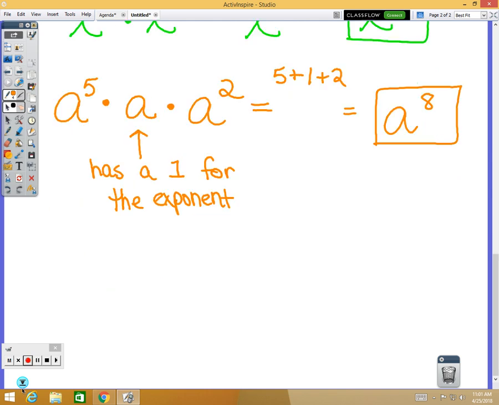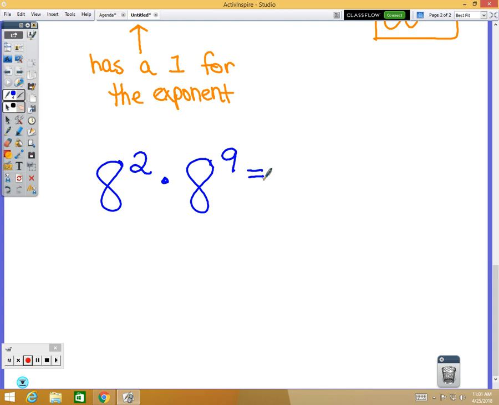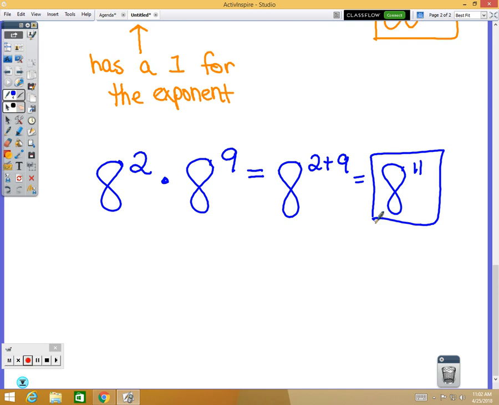Now be very careful when you're doing this and your base is a number. People sometimes get those mixed up because they want to multiply their numbers. For instance, 8 to the 2nd power times 8 to the 9th power. Some people want to do 8 times 8 is 64 to the 11th power, and that is not how you do these. Remember, the rule was keep the base, and the base is an 8. So keep the base and add the exponents. So it's 8 to the 11th power, not 64 to the 11th power. Okay? So don't multiply your bases.